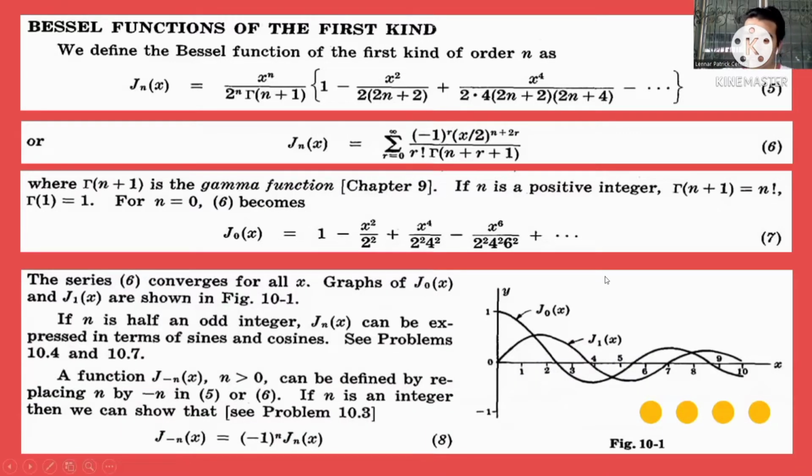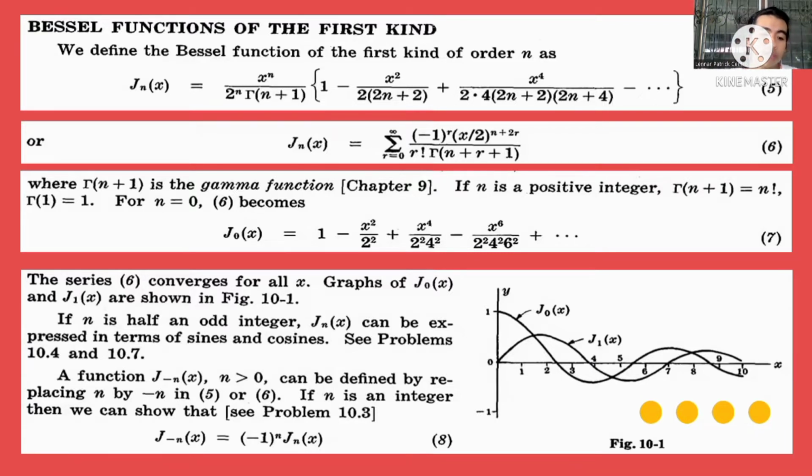And sa susunod na part, yung series na converges for all x na gagraph siya sa J sub 0 of x at J sub 1 of x, makikita natin dito na shown sa figure na 10.10. Minus 1 na kung saan yung n is half an odd integer, at J sub n of x can be na-express siya in terms of sine and cosine. Makikita natin yon sa mga problem na i-discuss namin sa mga susunod na slides sa 10.4 and 10.7.